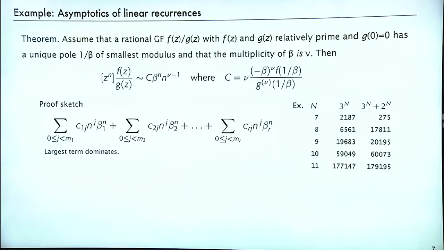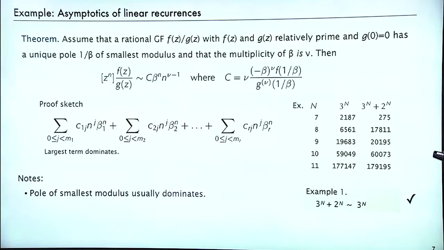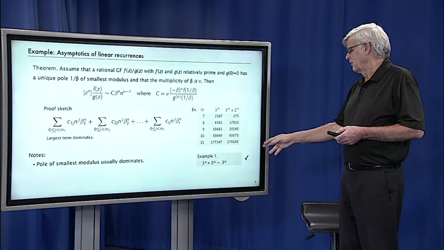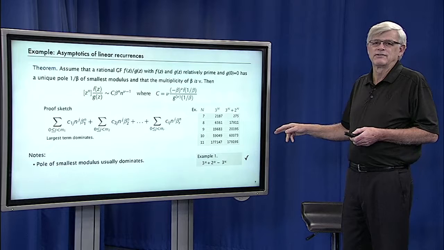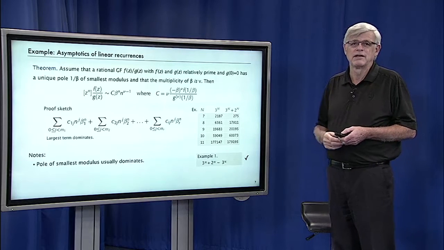in a precise technical sense. So for example, if the roots are 3 and 2, then it might be 3 to the n plus 2 to the n. And you can see as n gets even to 11, they're pretty close. And when n gets very high, they're going to get closer and closer. So usually the pole of smallest modulus really dominates. No question 3 to the n plus 2 to the n is asymptotic to 3 to the n. You can forget about the 2 to the n for large n.